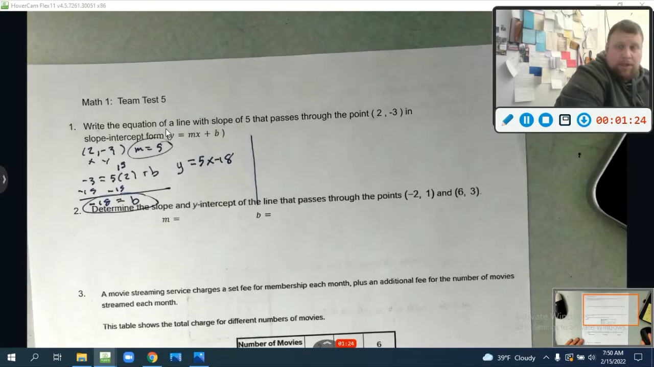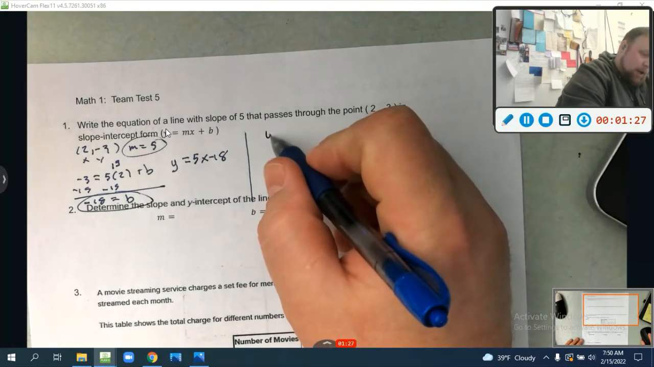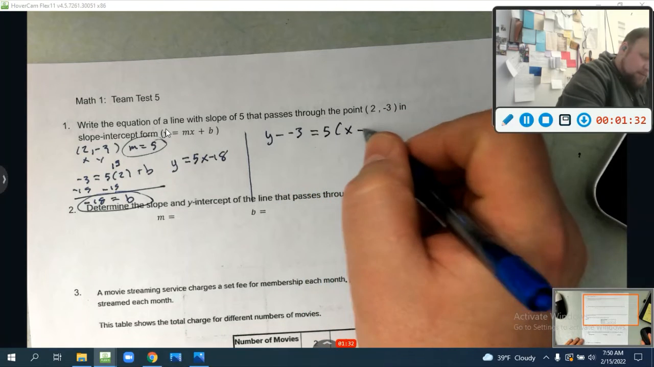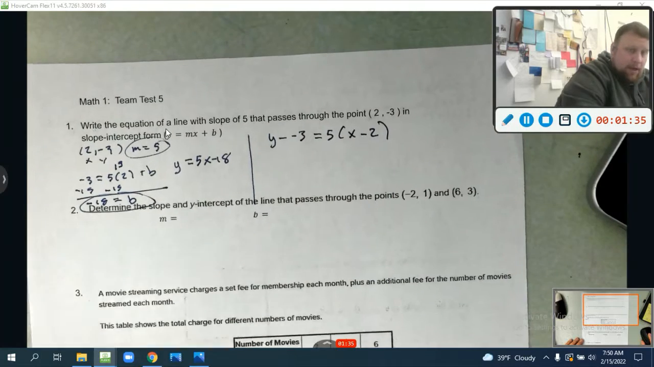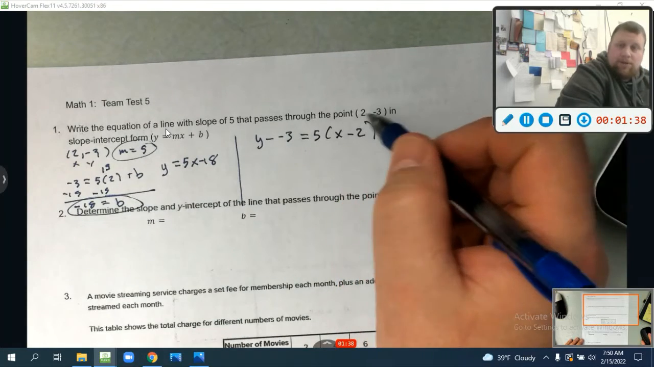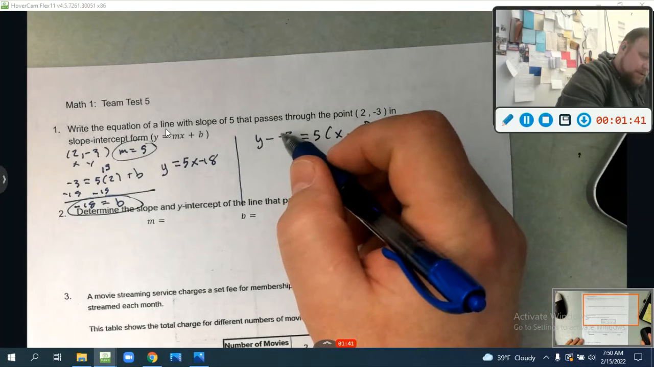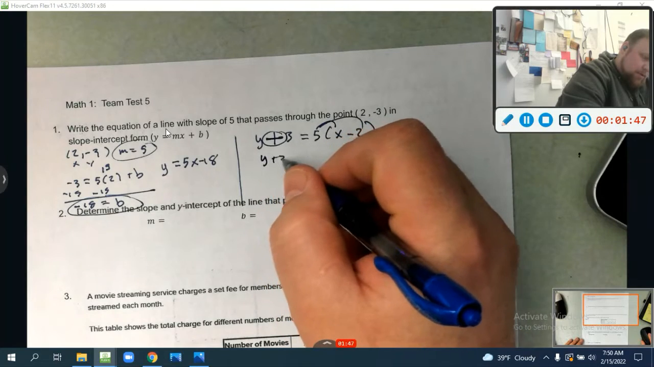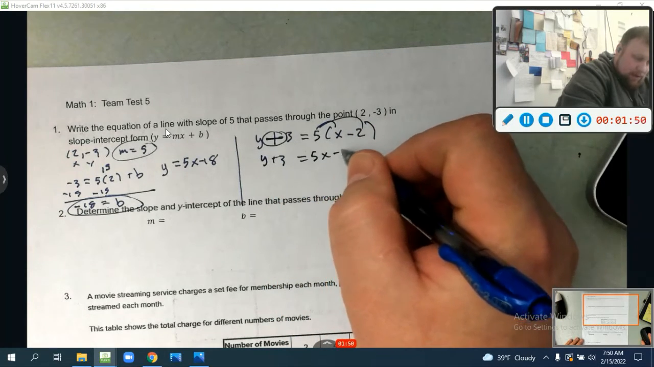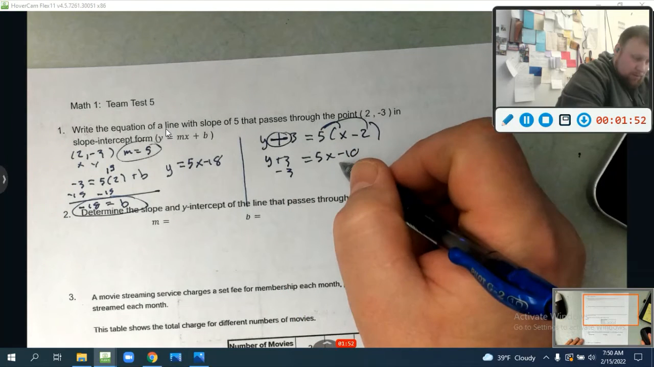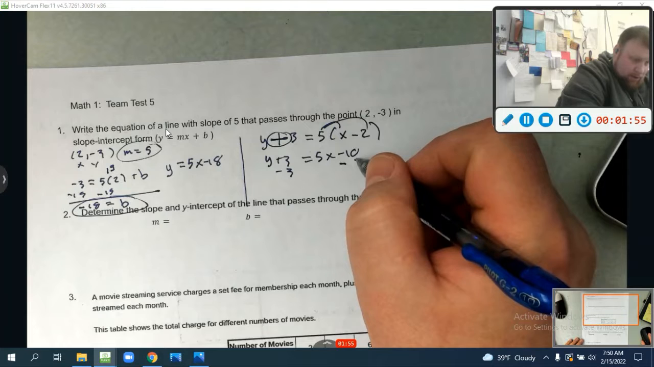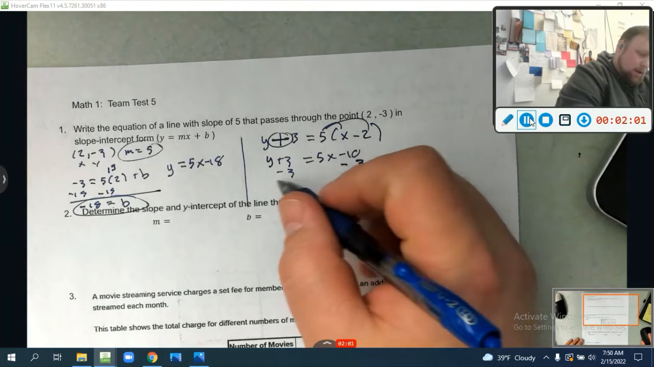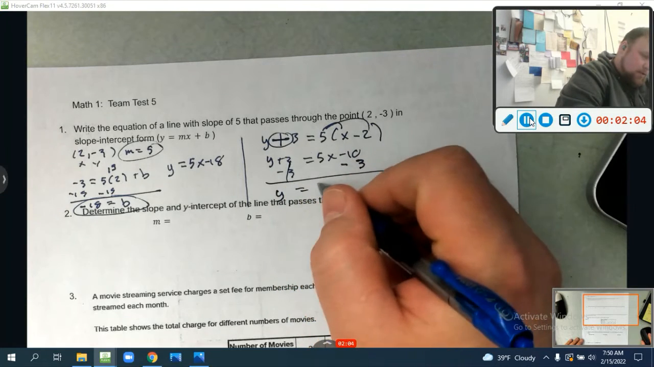Could have also just plugged it into the point-slope formula, which just says my y minus my y value, -3, is equal to my slope of 5 times x minus my x value, right? Let's distribute. Remember, step 1 is distribute, step 2 is add or subtract. But first, let's take care of this. That becomes a plus. So I'm going to distribute: y plus 3 equals 5x minus 10, minus 3 over, and I get y equals 5x minus 13.